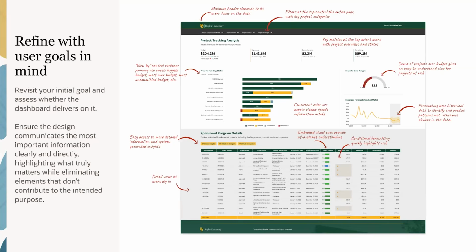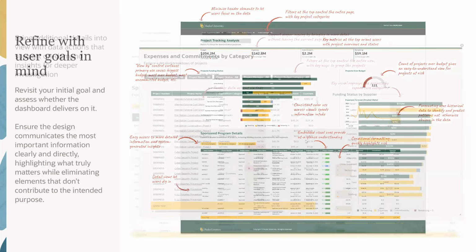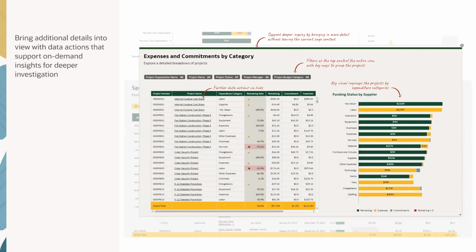Some other things we did in the table below was just using embedded visual bar charts to help give it at a glance understanding of your project timeline. We incorporated some conditional formatting in the next column there. Those kind of things help details jump out to the user that are important for them to understand as they're going through it.